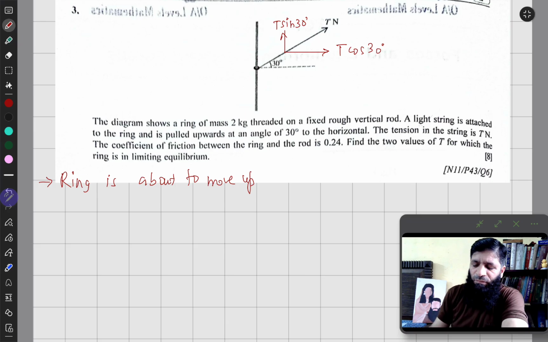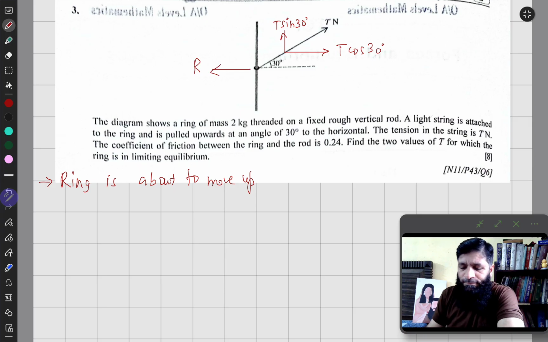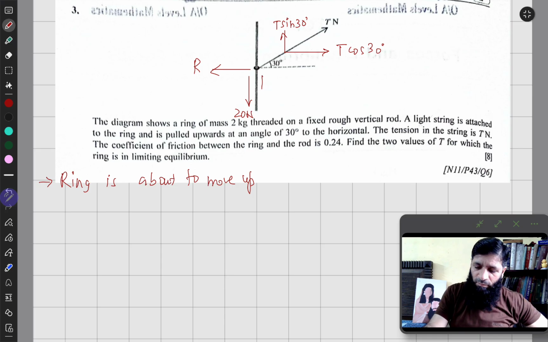I have told you so many times that the normal reaction is always perpendicular to the movement. You can see that the ring will be moving upward or downward, so the direction of R will be towards the left side. And then there will be the weight of the ring, which will be 2 times 10, 20 newtons. In the first case, the ring is about to move up, so the force of friction will be downward.